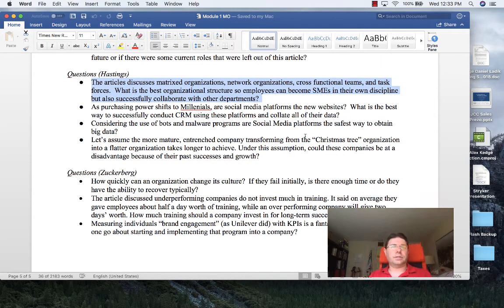The articles discussed matrix organizations. I like them. Networked organization. I like them. Cross-functional teams. I like them. And tasks. What is the best organizational structure so employees can be SMEs in their own discipline but also could collaborate with the department? So here's the best way to think about this. Matrix organizations or network organization or cross-functional teams, or whatever you want to call them, only work if there is a strategy behind them.